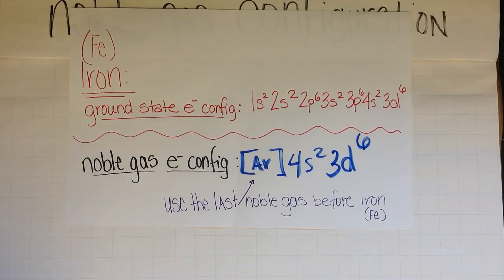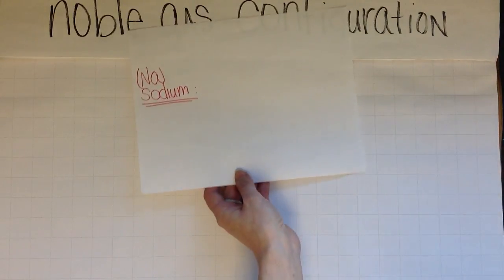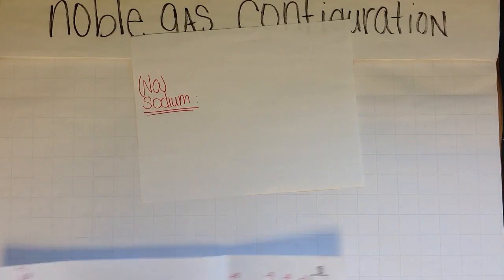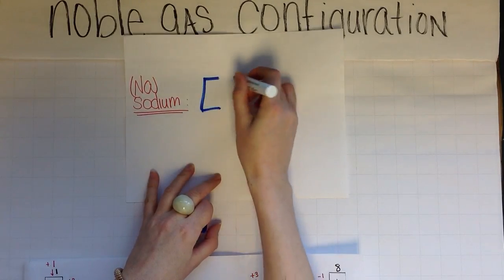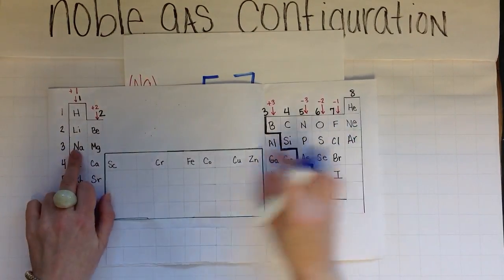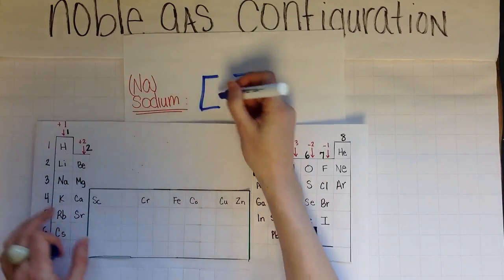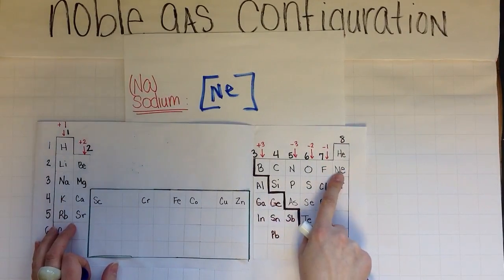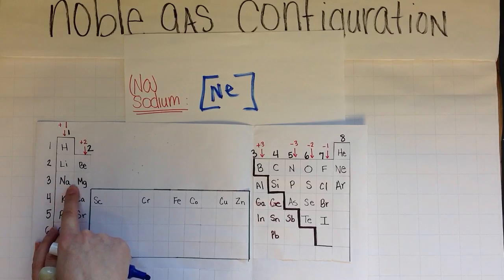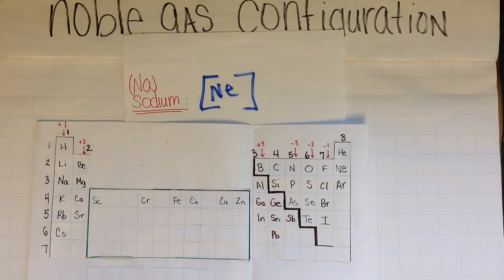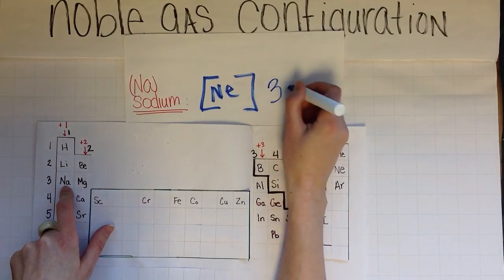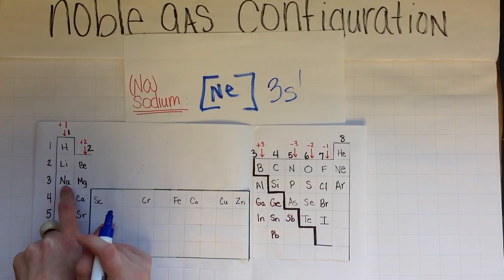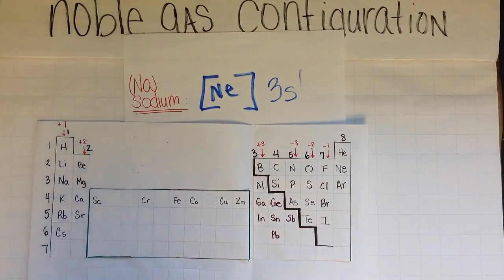Let's try one more, and that's sodium. All right, so remember, we're going to find the last noble gas before sodium. So here's sodium, and that is neon. Put it in brackets. Continue from neon. Well, that's it. As soon as I write neon in brackets, I basically have gone up to 3s1. So it's as simple as that. You don't have to write much after that.